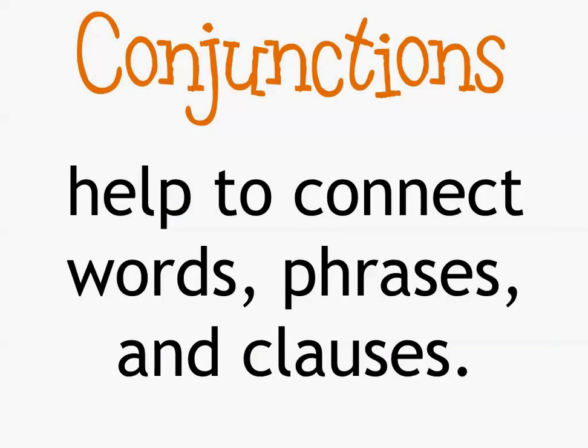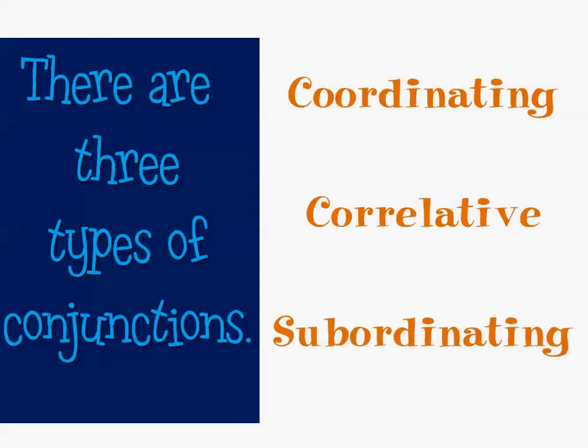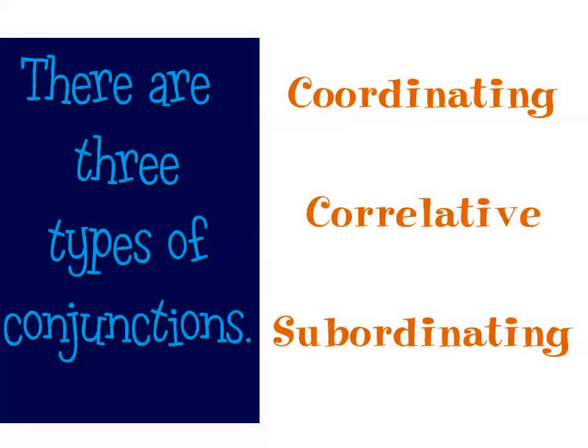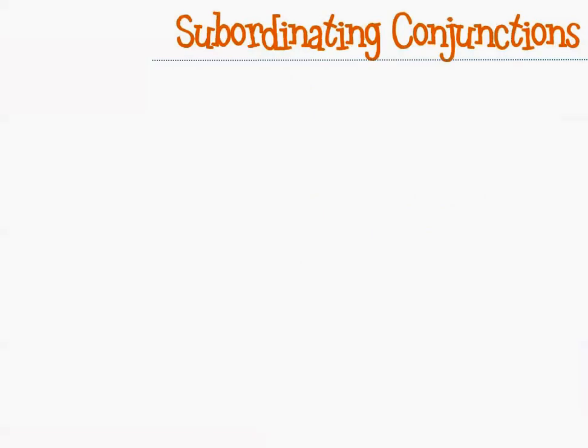So in order to understand complex sentences, you need to remember conjunctions. Now, these are words that help to connect words, phrases, and clauses. There are 3 types of conjunctions. Last time we covered coordinating conjunctions. Today we are going to focus in on subordinating conjunctions.